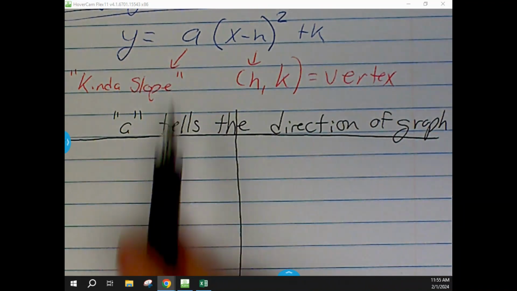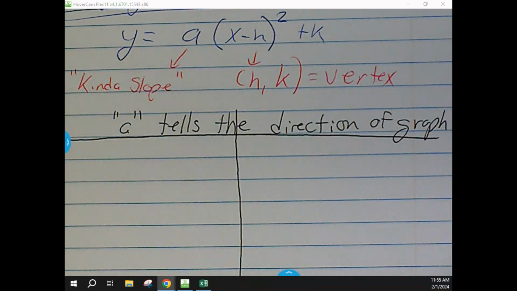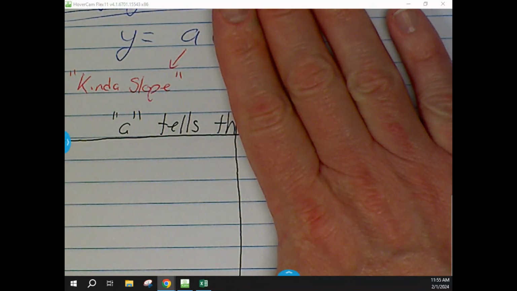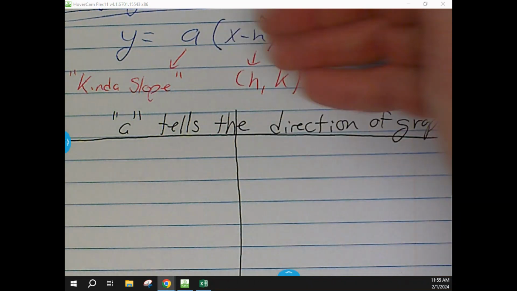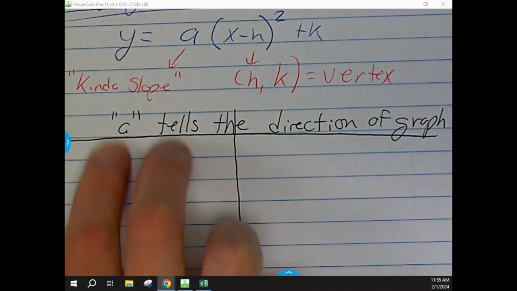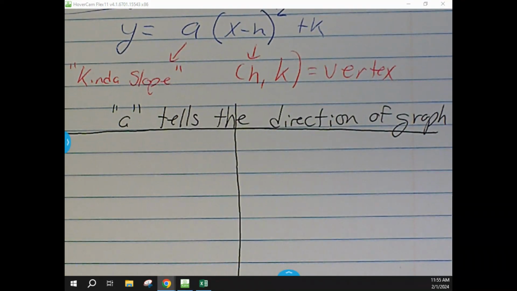Okay, so when we're talking about this A that we've got here, this kind of slope, it's going to tell you the direction of the graph. Even if we don't have the vertex, because some of the things we're going to do tomorrow, we're not going to have the vertex. Even if we don't have all this other stuff, if we've got the A value, we're going to be able to do 4 or 5 different things off this graph and get a bunch of stuff out of it.